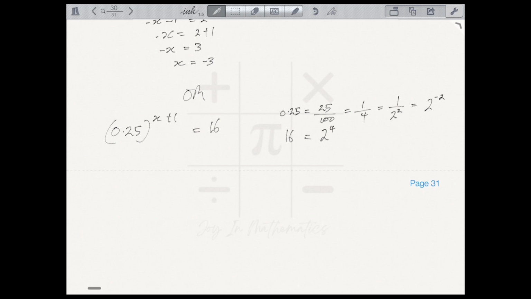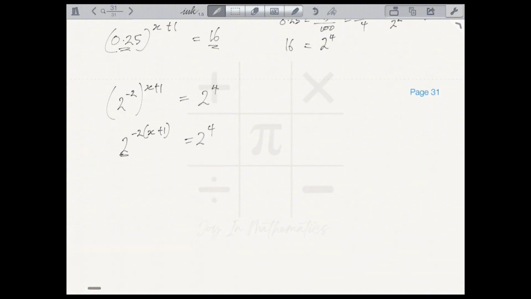Yes, so we can now change them just like we did before. So 0.25 will be 2 raised to the power of minus 2, all raised to the power of x plus 1, and 16 is 2 raised to the power of 4. So let's apply the product law here as we did earlier. So this equals 2 raised to the power minus 2 into x plus 1, and this will give us 2 raised to the power 4.